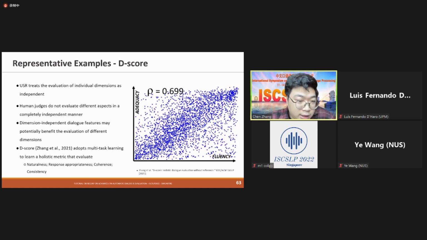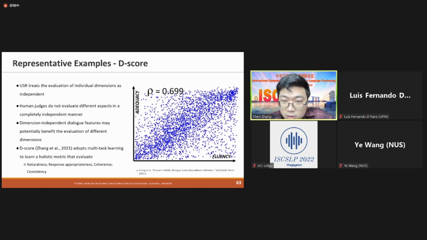So let's dive into the next representative example, which is the D-score. One major issue with USR is that they treat the evaluation of individual dimensions as independent. This means that there's no correlation at all between different dimensions. However, in previous studies, we found that human judges do not evaluate different aspects in a completely independent manner. For example, in the figure here, the human score of adequacy and the human score of fluency actually correlate in a very significant manner.